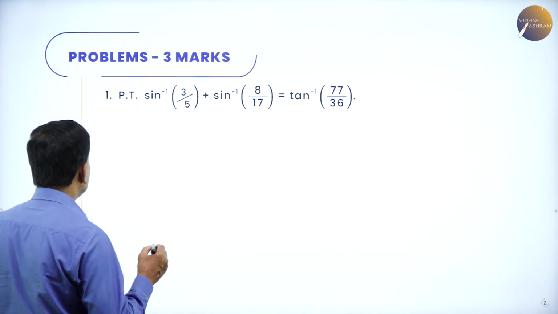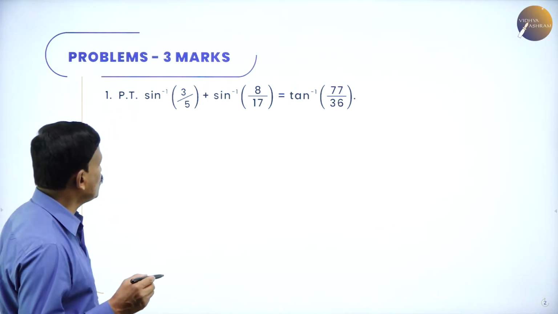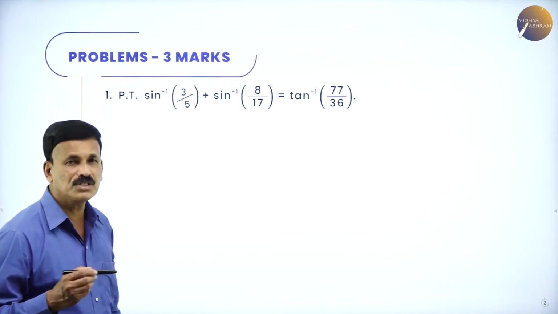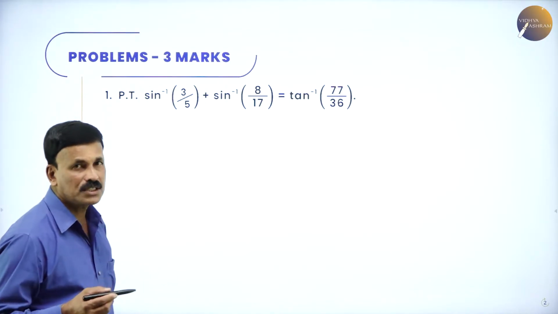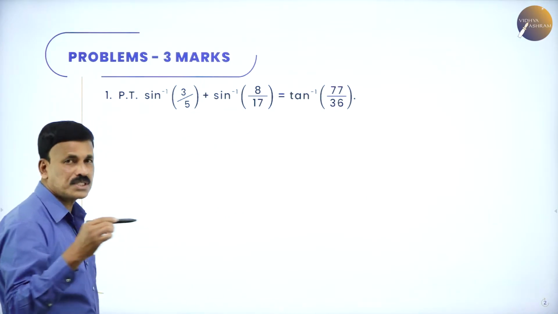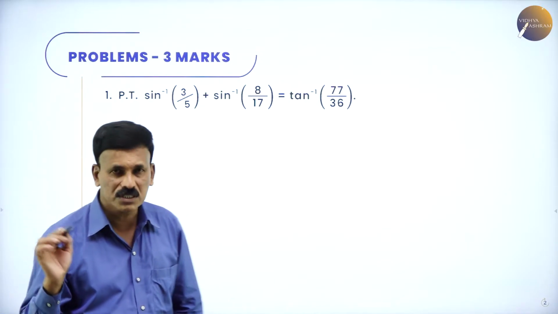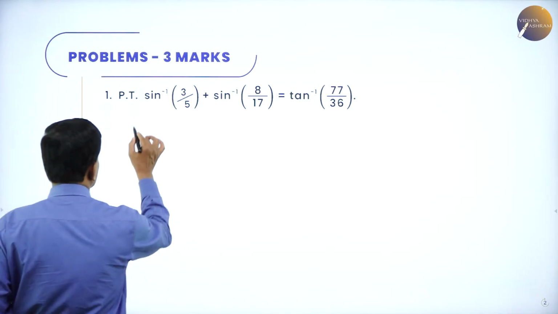Now, what is the problem given? Prove that sin inverse of 3 by 5 plus sin inverse of 8 by 17 is equal to tan inverse of 77 by 36. Let us convert this sin to tan and this sin to tan and use the tan inverse x plus tan inverse y formula. You will get the answer. Very easy problem.